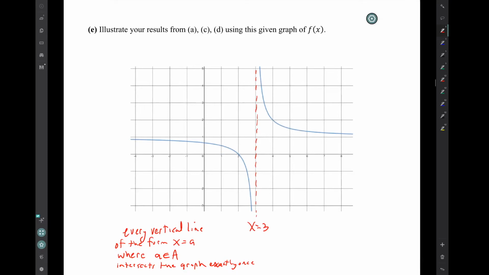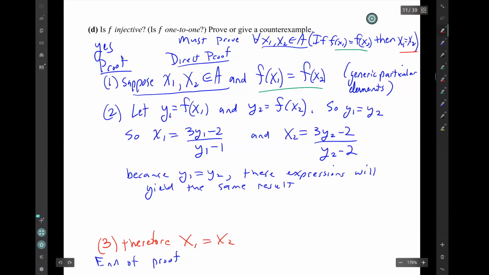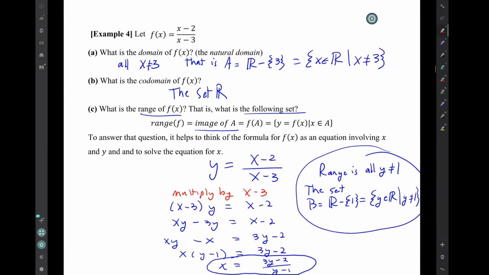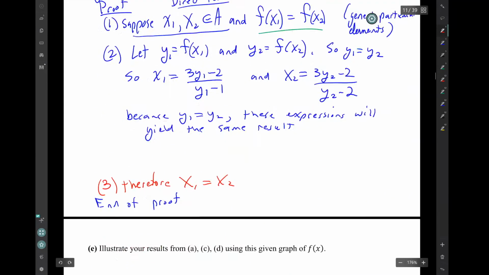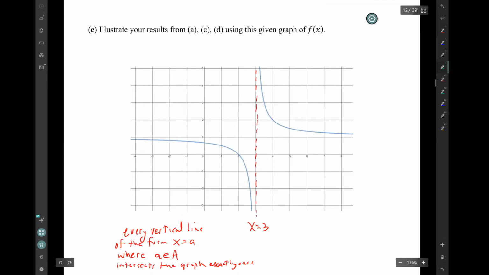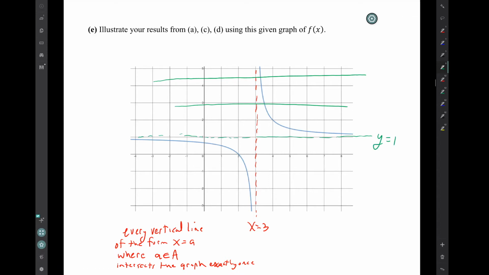Now let's go back up and see the answer to question C. Question C was, what is the range? That is, what is the set of y values that actually come out on the graph of the function? We see that every horizontal line of the form y equals b touches the graph, except this one, the horizontal line y equals 1. So every other horizontal line touches the graph.